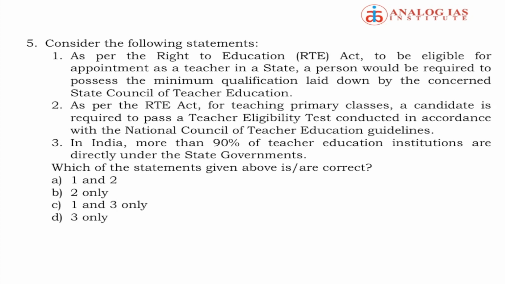Next question. As per the Right to Education Act, to be eligible for appointment as a teacher in a state, a person would be required to possess the minimum qualification laid down by the concerned State Council of Teacher Education. This statement is wrong because it is the National Council of Teacher Education. Second statement, as per the RTE Act, for teaching primary classes, a candidate is required to pass a teacher eligibility test conducted in accordance with the National Council of Teacher Education guidelines. Yes, the statement is correct. Third, in India, more than 90% of teacher education institutions are directly under the state governments. This option is wrong. Hence, the answer is B, that is 2 only.